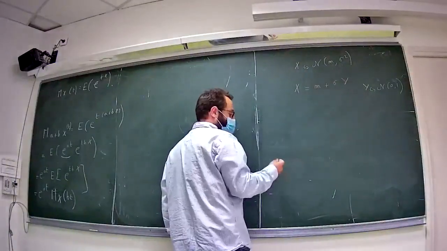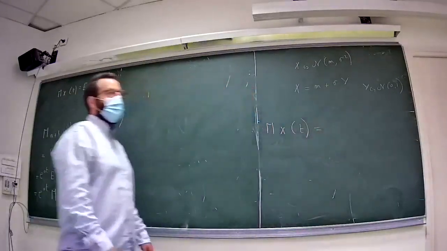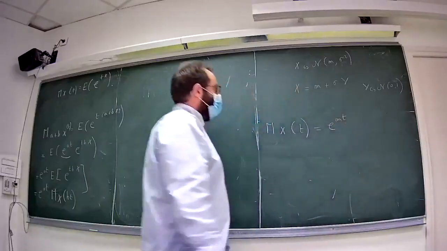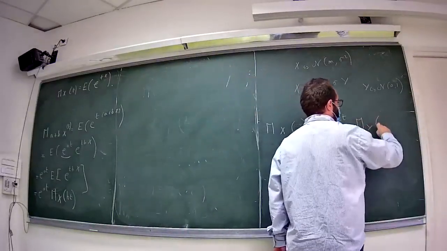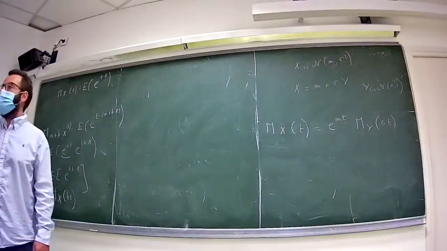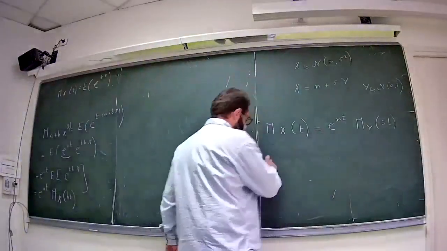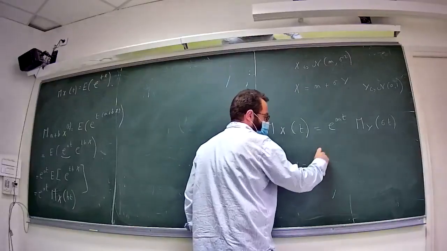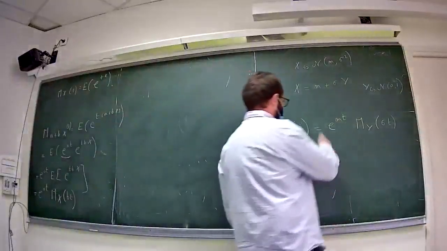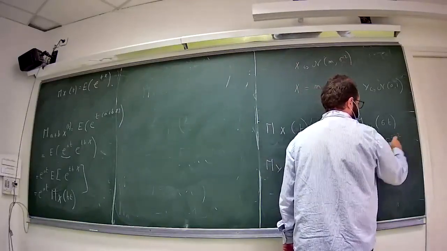So if I use the proposition, statement 1, the moment generating function of x at the point t will be exponential mt times the moment generating function of y at the point sigma t. And what is the moment generating function of y at the point x? It's exponential x squared over 2. It's just the previous computation we have done together. I know the moment generating function of y, that is exponential x squared over 2. So I just have to plug inside, and I obtain exponential mt, exponential sigma squared t squared over 2.